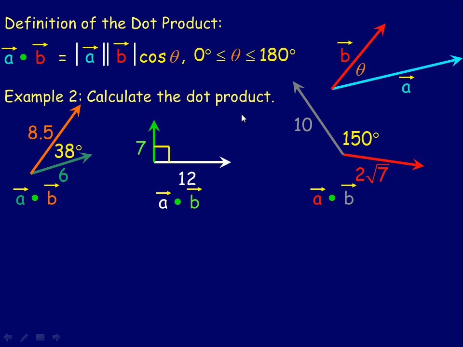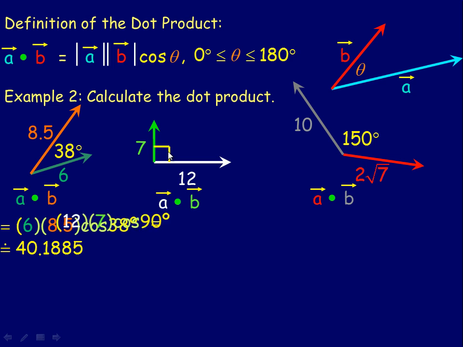In this next example, we're going to calculate the dot product. We're given the magnitude of each vector and the angle between them. So for the first one here, we will go 8.5 times 6 times the cos of 38 degrees. If you take your scientific calculator, that works out to be just over 40. In the second one, the magnitudes are 7 and 12, and the angle is 90 degrees. So we go 12 times 7 times the cos of 90. Well, the cos of 90 is 0, so 12 times 7 times 0, of course, is 0.